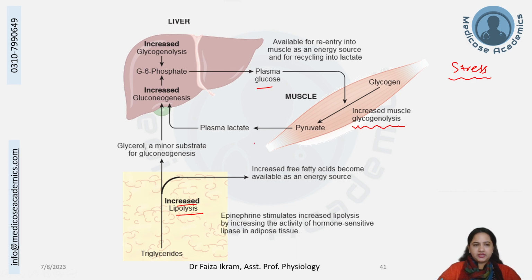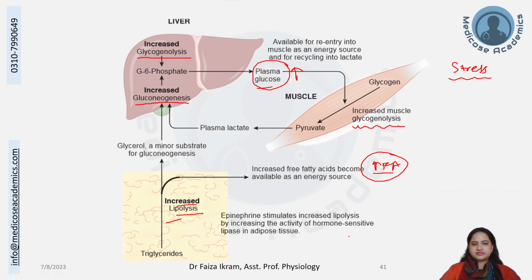What else it is doing? It is increasing the glycogenolysis in the liver too. It is increasing gluconeogenesis in the liver. What is the ultimate effect? That is increased plasma glucose, increased plasma fatty acids. No effect on the proteins you can see over here. Mostly increased plasma glucose and increased fatty acids by lipolysis, by glycogenolysis, and by gluconeogenesis.